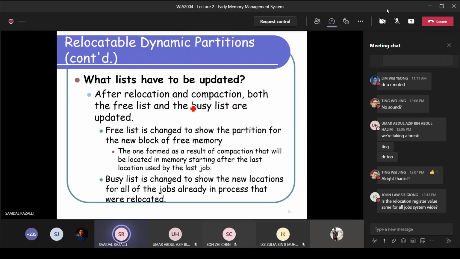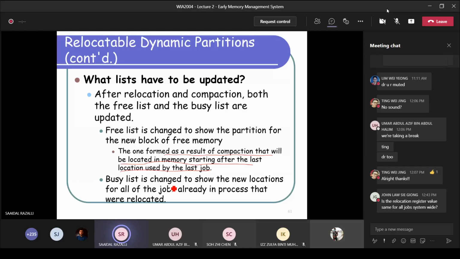After relocation and compaction, both the free list and the busy list are updated. Of course, when you move, most probably you move up to a lower memory address. The free list is changed to show the partition for the new block of free memory, the one formed as a result of compaction, that will be located in memory starting after the last location used by the last job. Okay, meaning that you move to the new memory location.